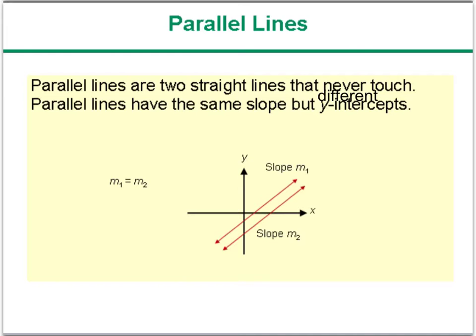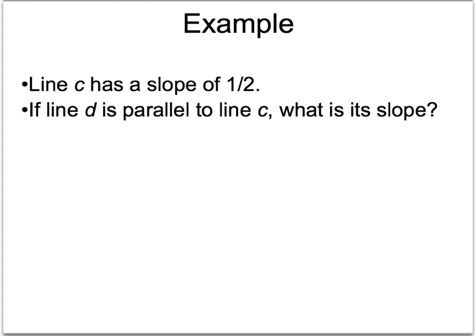So the important part here is that we remember parallel lines have the same slope. So if I have a line that has a slope of 1/2 and line D is parallel to that line, what would its slope be? Well, they would have the same slope. So the slope of line D would also be 1/2.